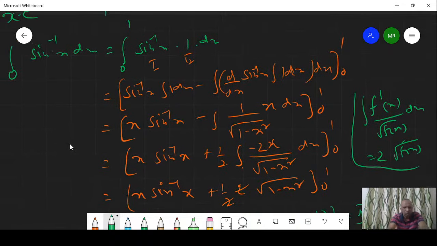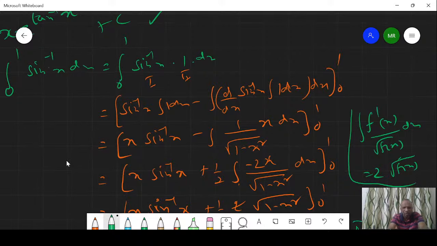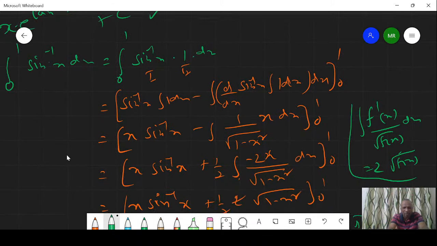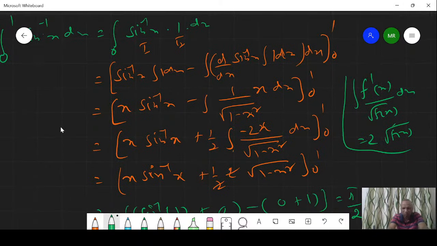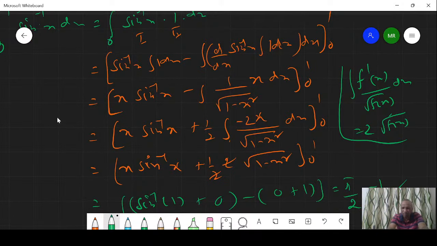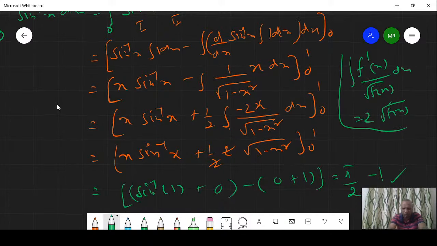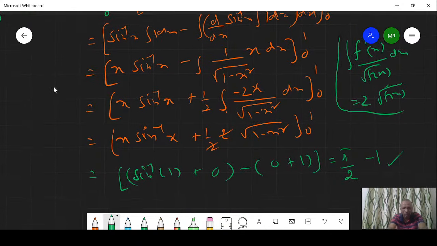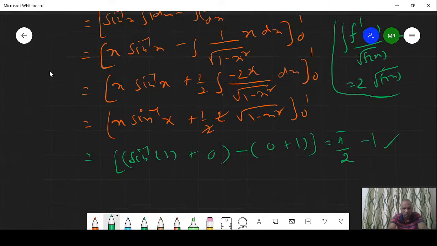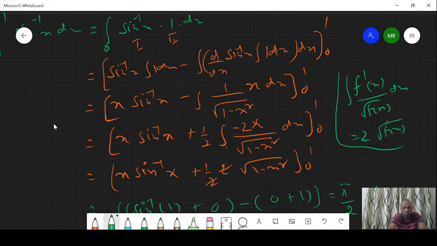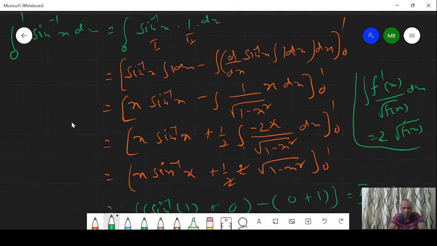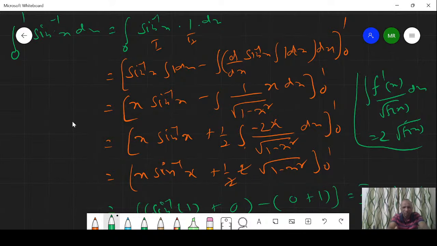You observe here, integral 0 to 1 of sin inverse x dx. Take sin inverse x and consider 1 as the second function. Use integration by parts. Then after that, you remember the right side formula, integral of f dash x by root f of x is 2 root f of x. Use that formula, simplify, apply the limits. It gives pi by 2 minus 1. This is the problem: integral 0 to 1 of sin inverse x dx equals pi by 2 minus 1.